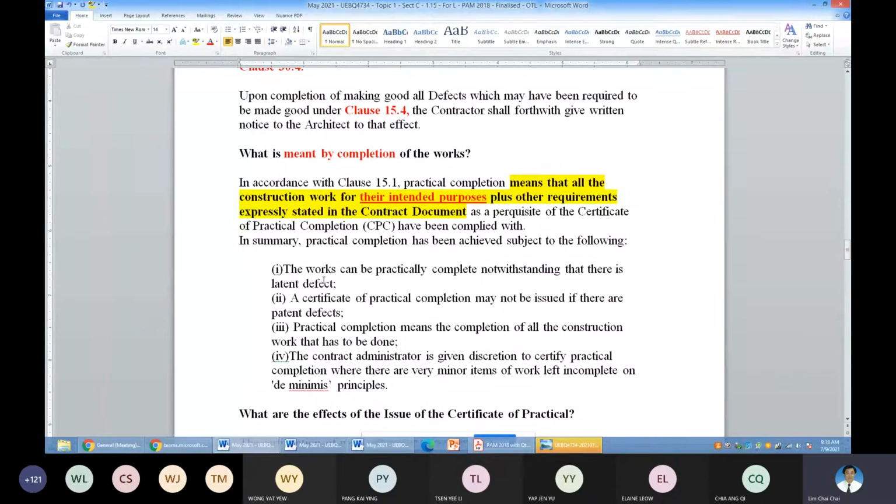But please take note, these are the items that can still happen and the CPC can be issued. Latent defects: this is an item nobody can see. Once it happens, the contractor needs to rectify. If not, nobody can see. So there is no such thing that the architect can use this ground to not issue the certificate of practical completion.